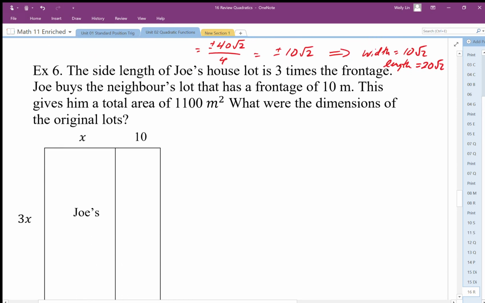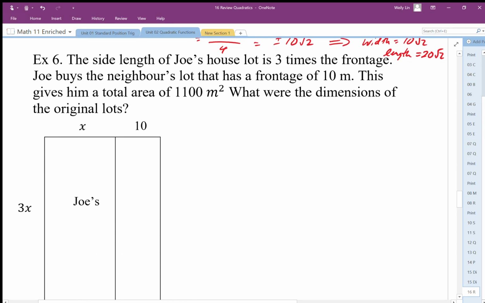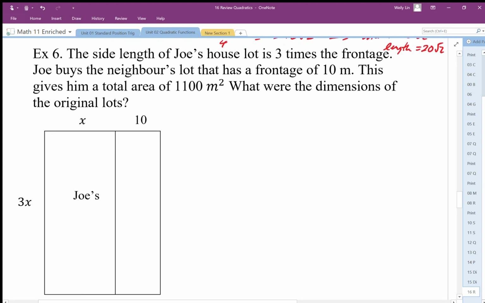Here's another problem where we have two house lots, it looks like. Joe has a house lot here, and the house lot is 3 times the frontage. So here's the front, and the lot length is going to be 3 times that frontage length. Here's what they call the frontage of the lot, and the depth of the lot is going to be 3 times that length, so we'll call it 3x.